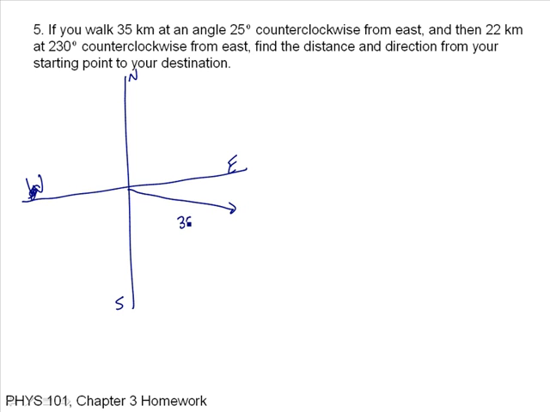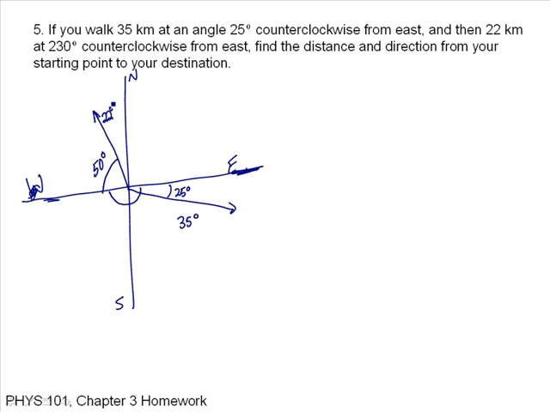It's 35 kilometers and it's 25 degrees counterclockwise from the east. And then my second vector is 22 kilometers, 230 degrees counterclockwise from the east. That is going to be right here. It's 22, and it's 230 degrees from this axis. From here to here is 180 degrees, so an additional 50 degrees from the negative x-axis. So I'm going to label that angle as 50 degrees.